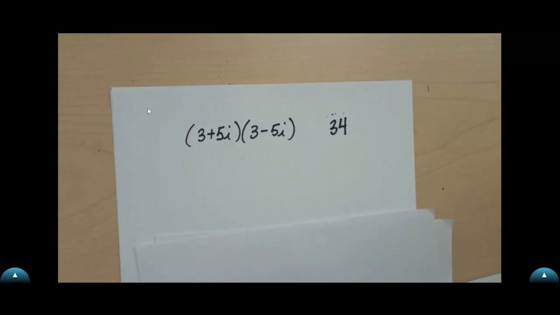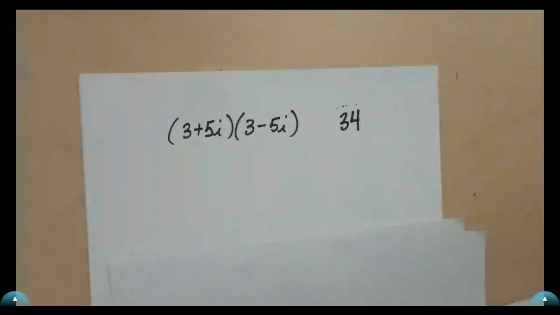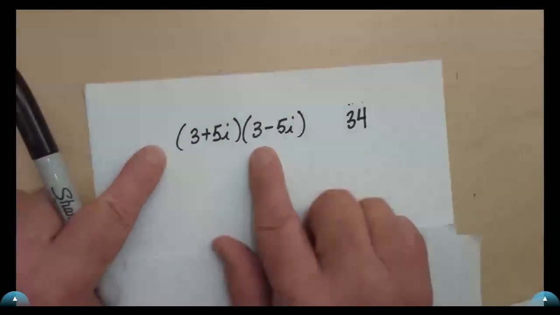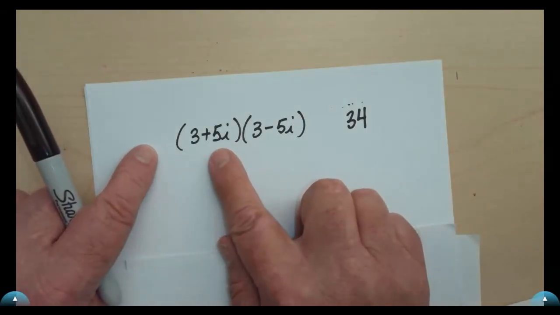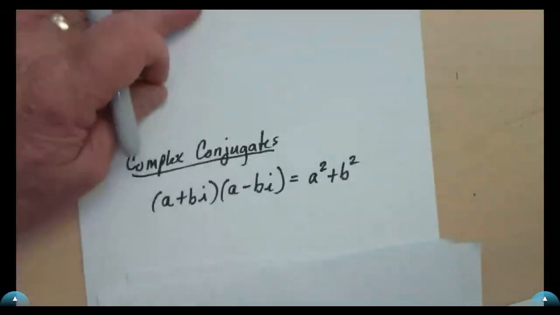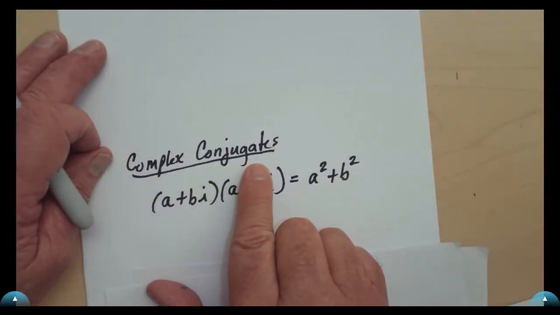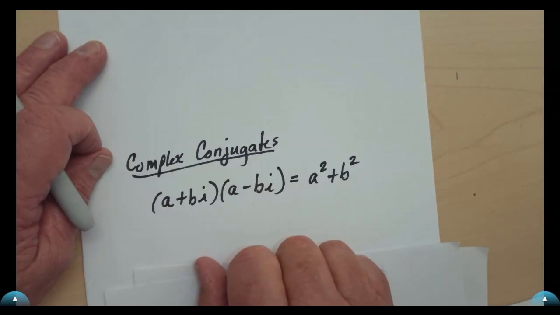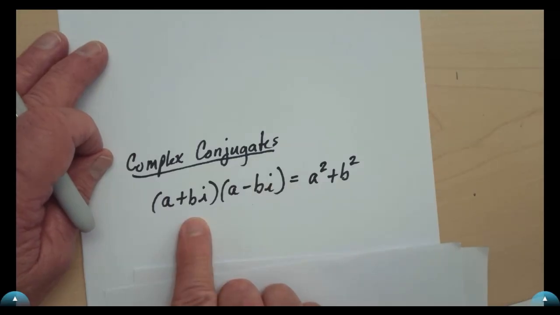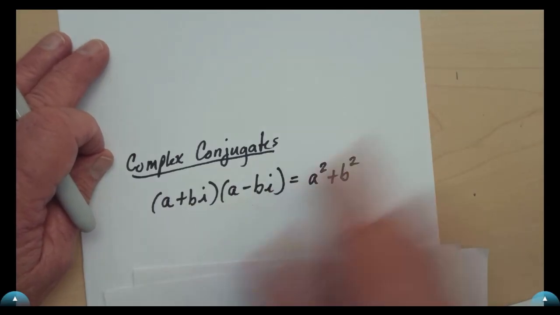3 plus 5i and 3 minus 5i. Numbers like that are called complex conjugates. And you don't have to worry, we'll talk about that here in a minute. Conjugates, C-O-N-J-U-G-A-T-E-S. Complex conjugates are numbers that look like A plus BI and A minus BI.